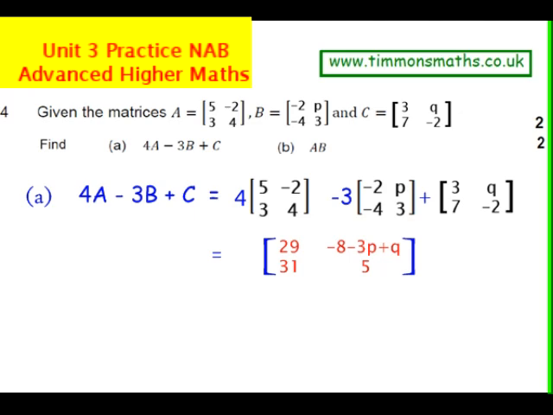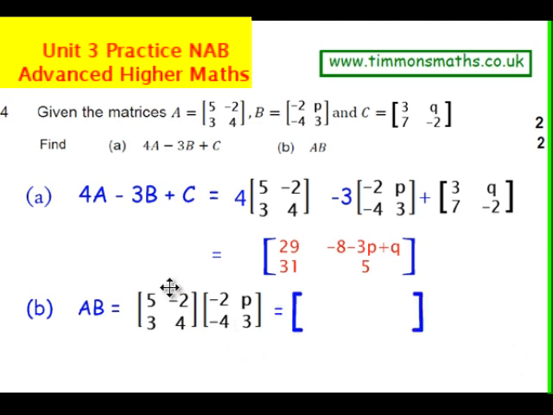Part B, we're asked to find the product AB. Matrix A, 5, negative 2, 3, 4, multiplied by the matrix B, negative 2, P, negative 4, 3. To get the first entry in the product, we take the first row times the first column. 5 times negative 2 is negative 10, minus 2 times minus 4 is plus 8, combining to give negative 2.